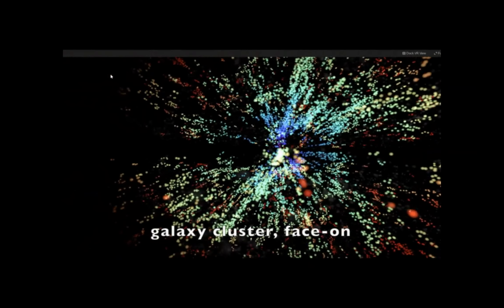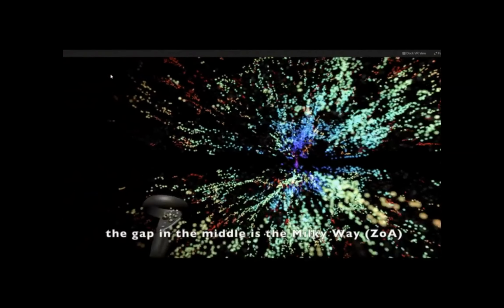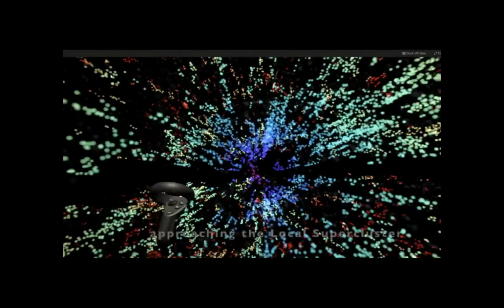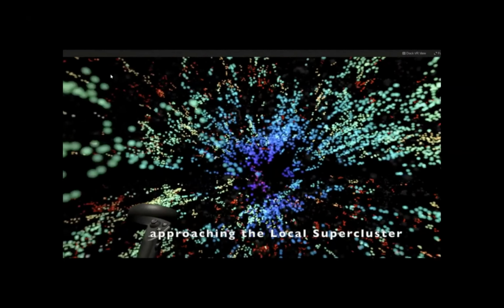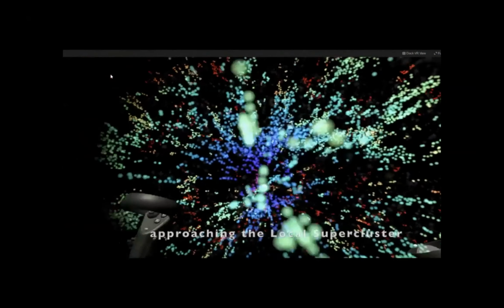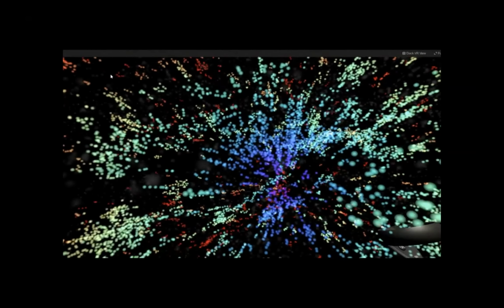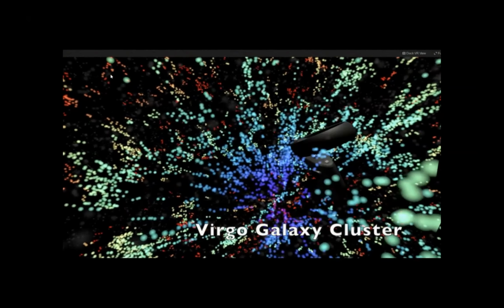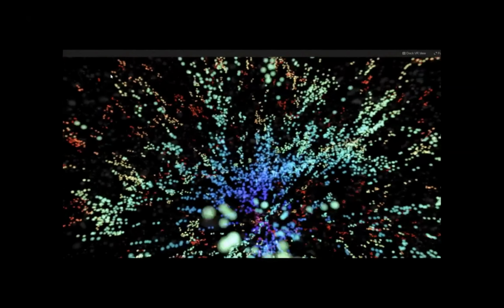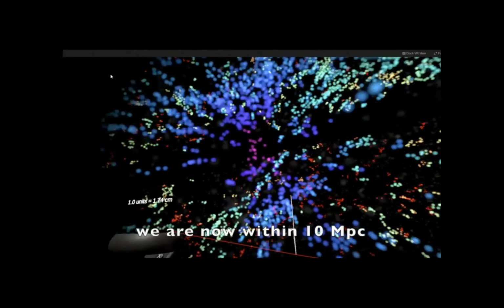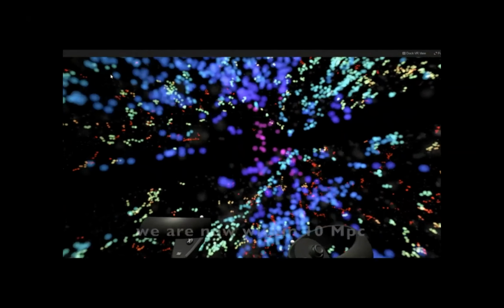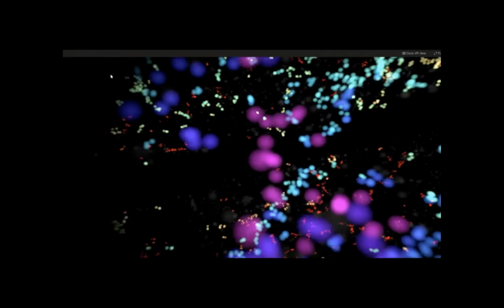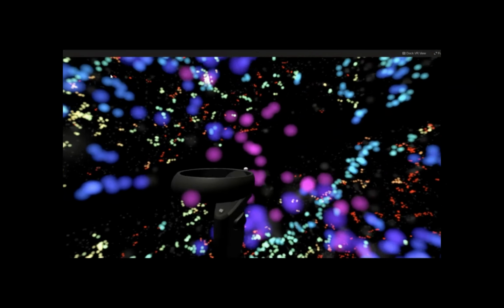So we're moving around, looking at large scale structure. There's a cluster that's in our face there. And that was probably the Great Attractor, in fact, moving around. You can see the gap in the middle, that's the Milky Way. Here we're coming towards the local supercluster, which includes Virgo, which I'm about to point out. There's the Virgo Galaxy cluster, which is the nearest cluster, by the way. We're now within 10 megaparsecs, what I call the local volume. And down we go to 1 or 2 megaparsecs, and that is the local group.